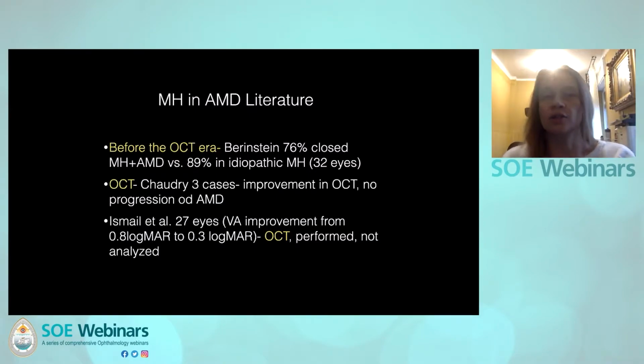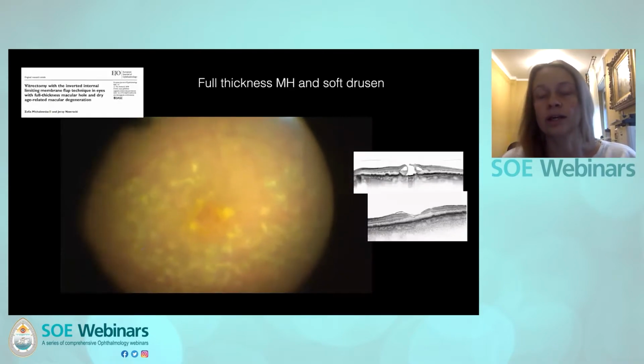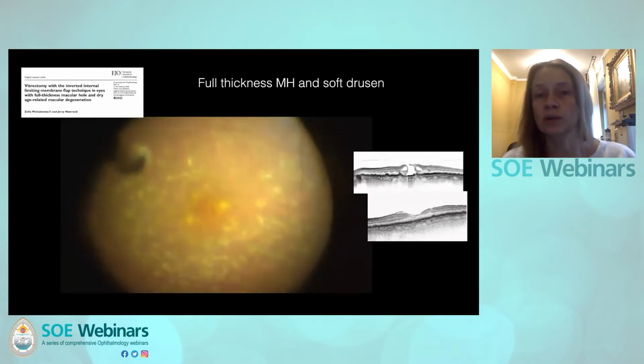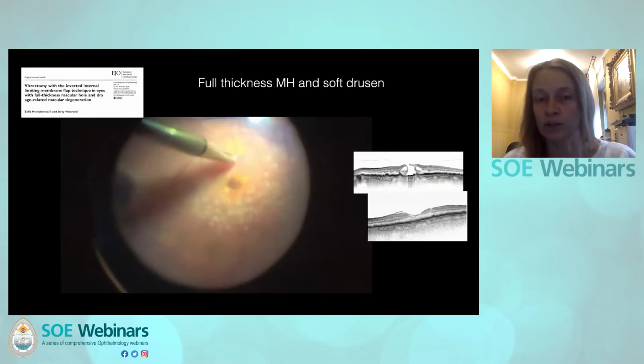Another rare indication is macular hole coexisting with age-related macular degeneration. There are only several studies. Most of them report that visual acuities and the closure rate are lower than in idiopathic cases. Because of that, we started to use the temporal inverted ILM flap technique in full thickness macular holes which coexisted with dry age-related macular degeneration.